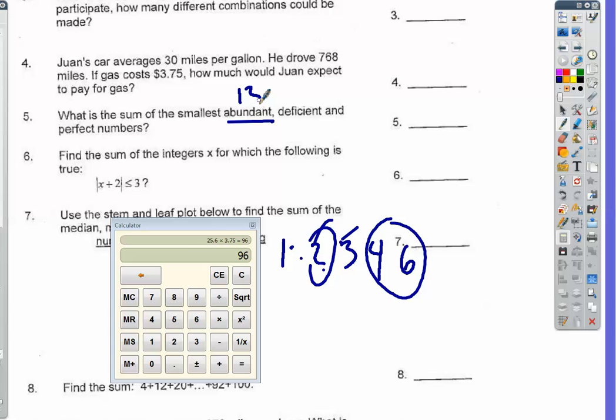Deficient. A deficient number is a number whose factors add up to less than the number, not including itself. So the smallest deficient number is 1, because you take out 1 and it's just the way it is. And the perfect number is a number where all the factors excluding itself add up to the actual number. The first perfect number is 6, because 6 has 1, 2, 3, and you knock out the 6. So you add these three numbers together and you get 12. So the answer adds up to 19.